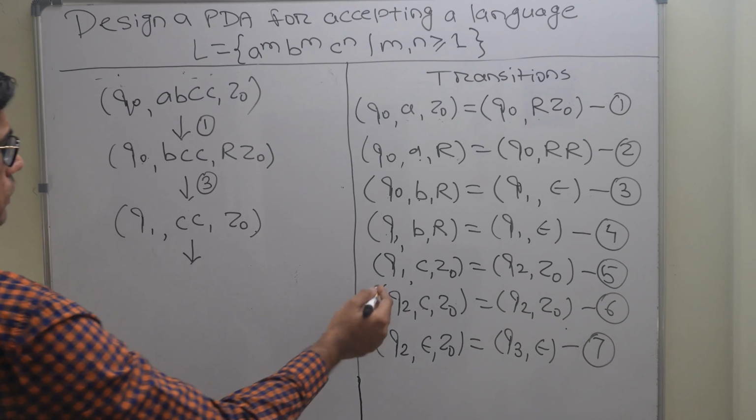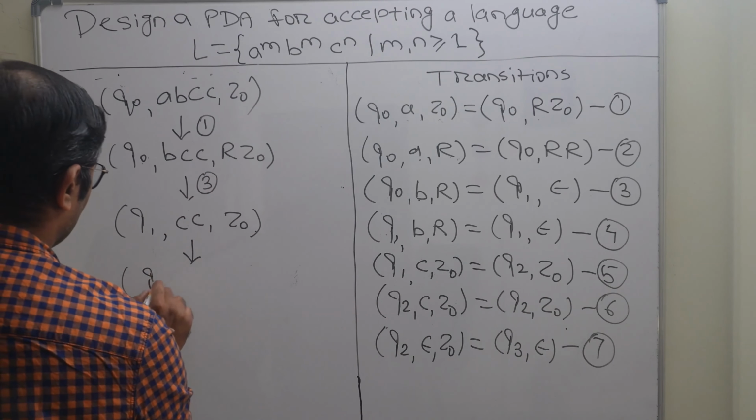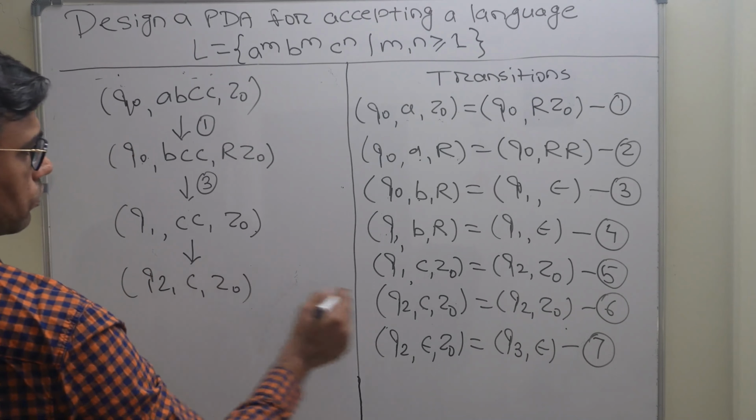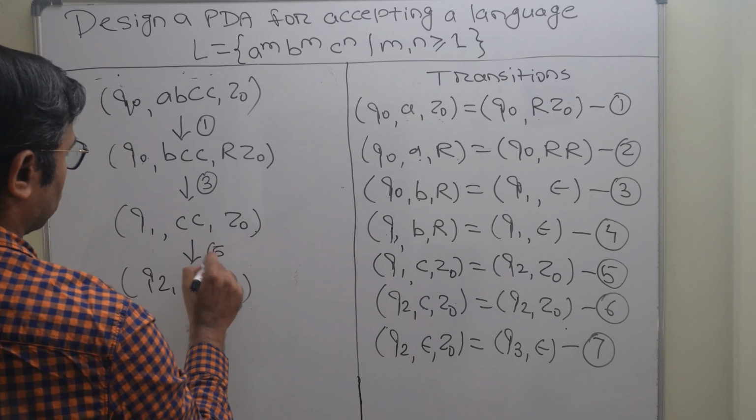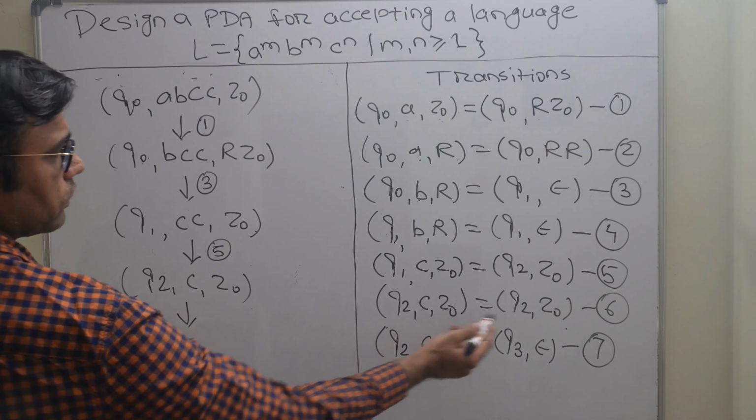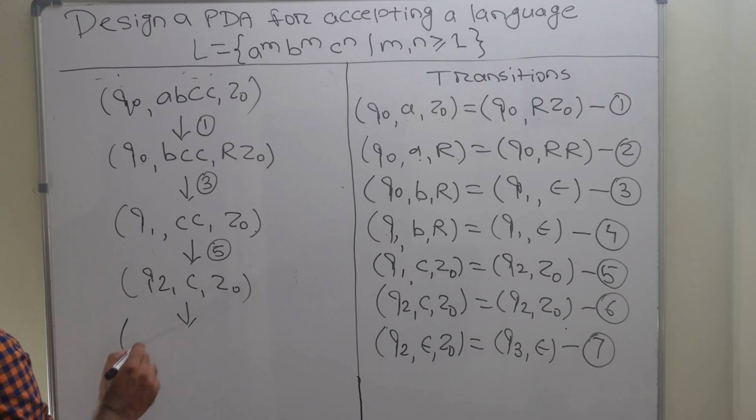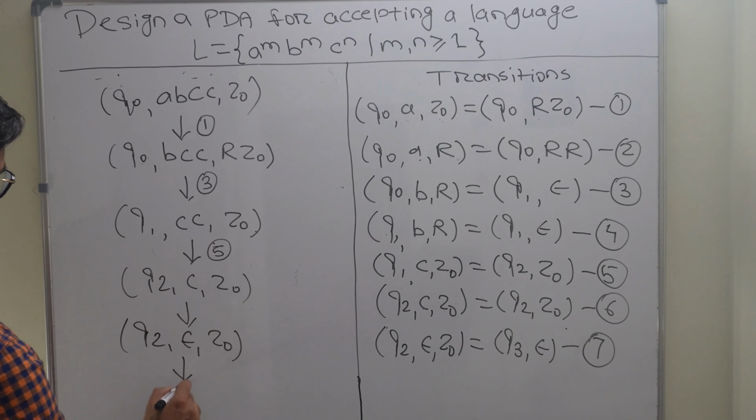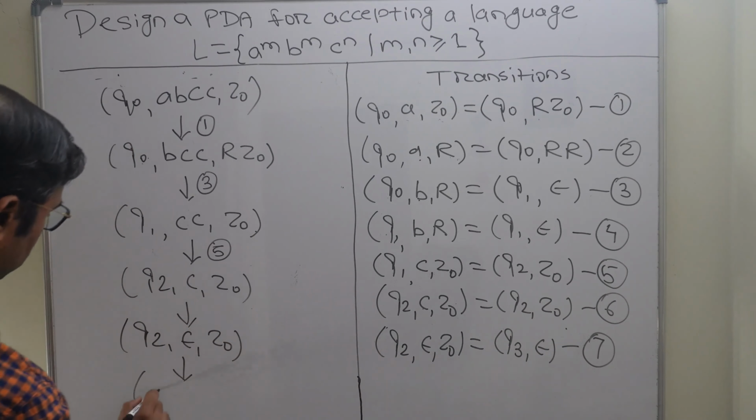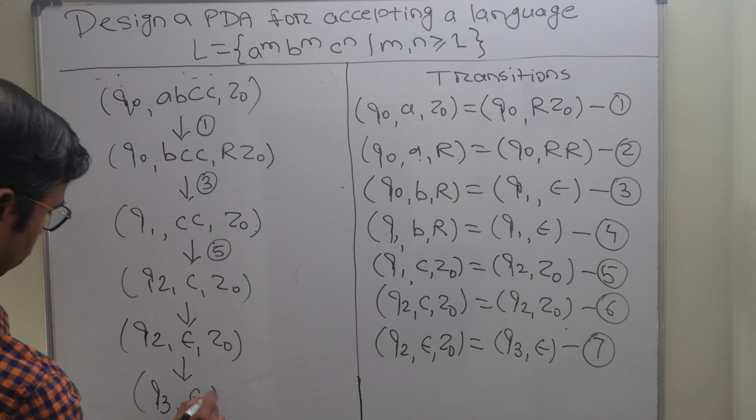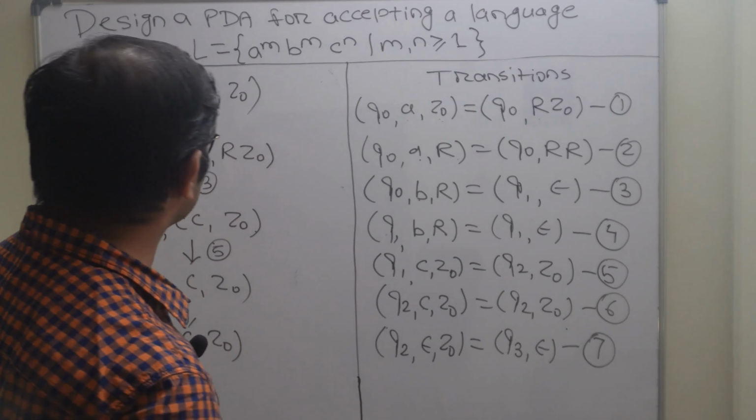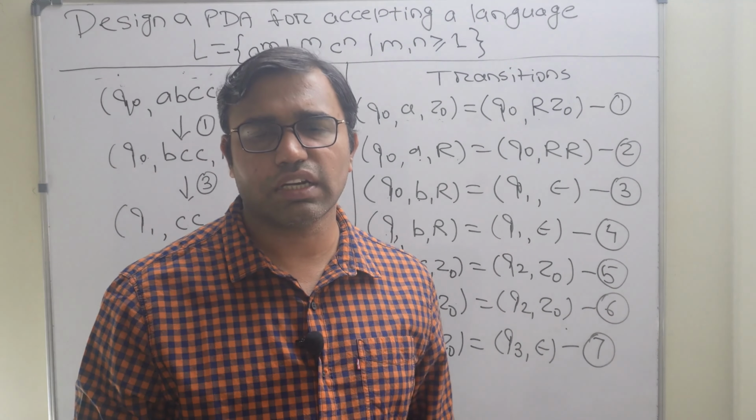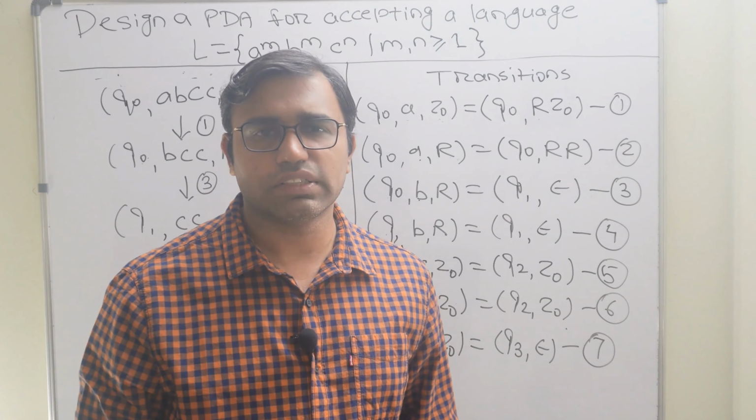Then Q1 C Z0 is Q2 C Z0. This is rule number 5. Then Q2 C Z0 is again Q2 Z0. So Q2 epsilon Z0. Now Q2 epsilon Z0 is Q3 epsilon. So this is the validation of the string ABCC, and this is how you have to validate a string and write the rules.